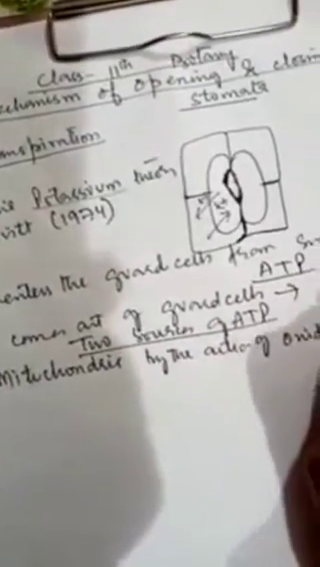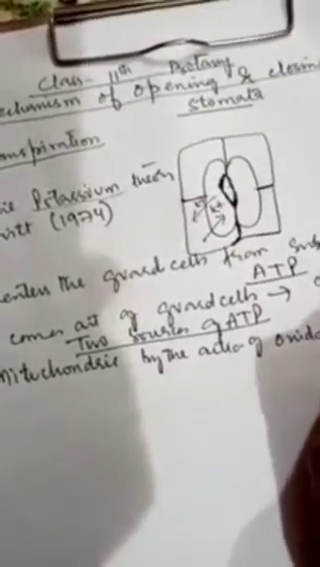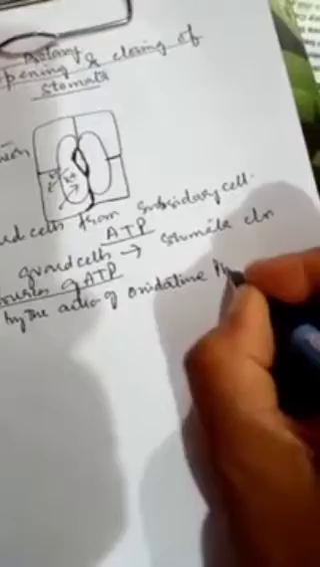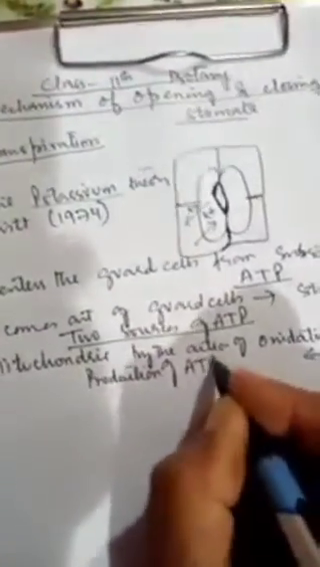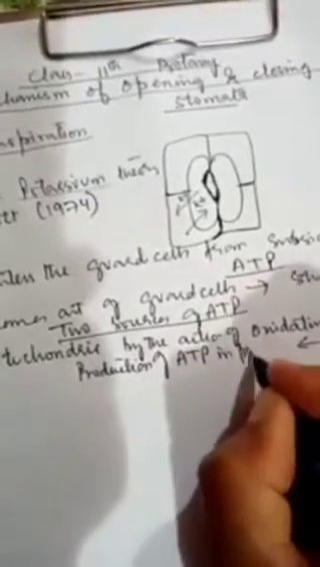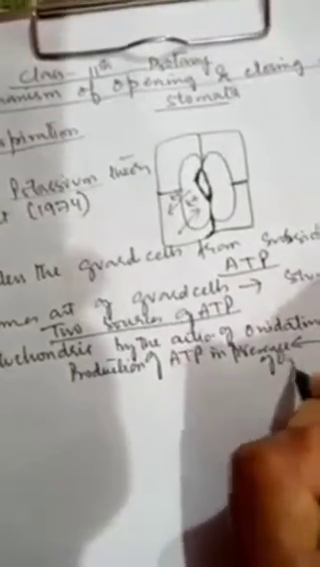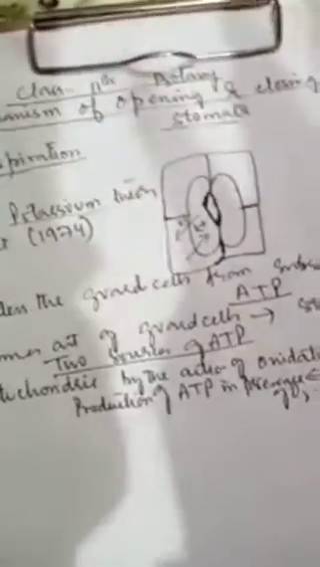Oxidative phosphorylation is the production of ATP in the presence of oxygen. So one source is the mitochondria, which synthesizes ATP by oxidative phosphorylation, and this is simply the synthesis of ATP in the presence of oxygen.